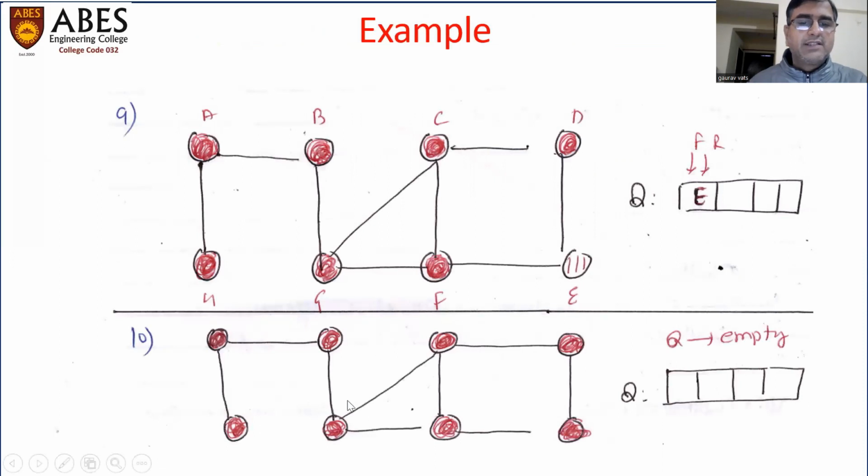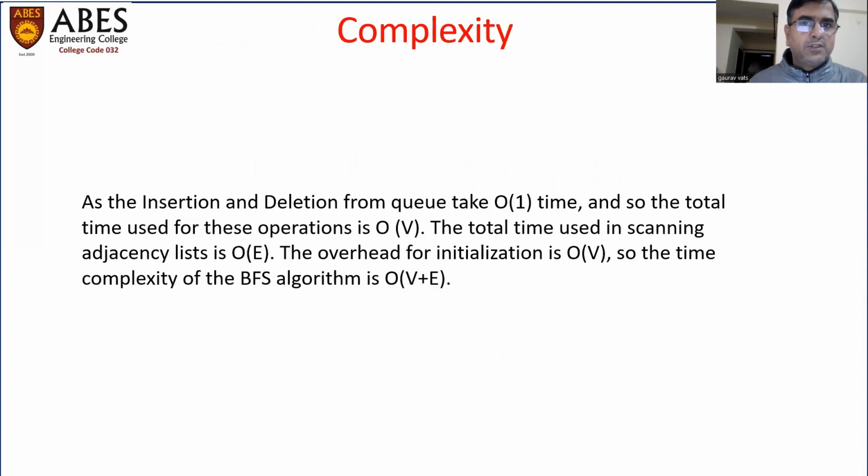Here, this was the last step where I have done all the nodes, and now the queue is empty. So we'll not repeat 4 and 5 again and again. We are done with our pseudocode. Now, what is the complexity of breadth first search? As we can see on our screen, insertion is from the rear and deletion is from the front, and that will take big O of 1.